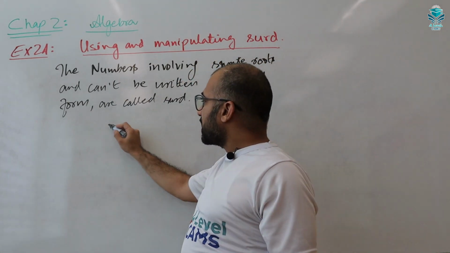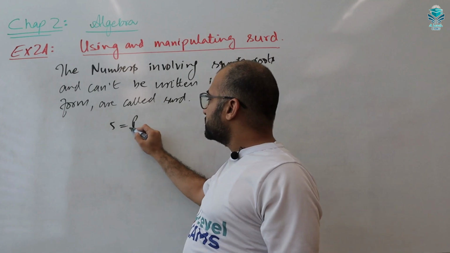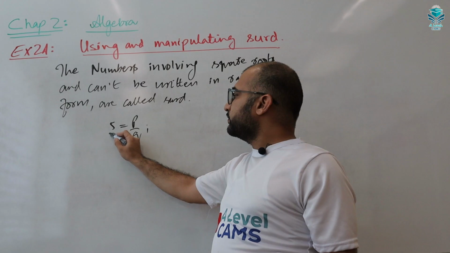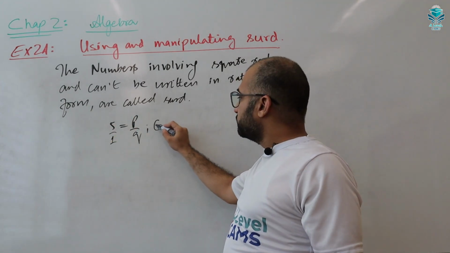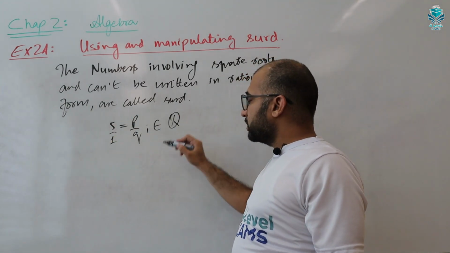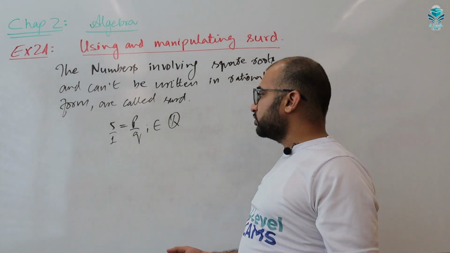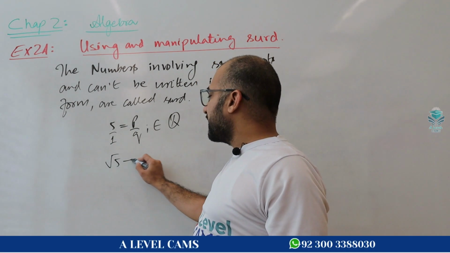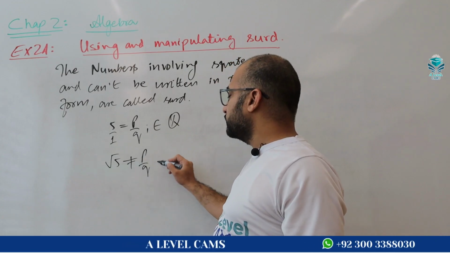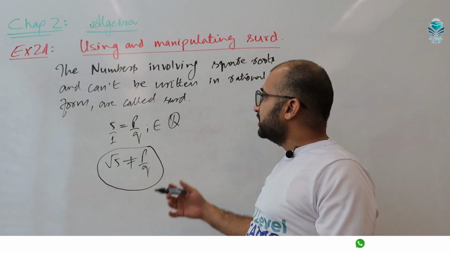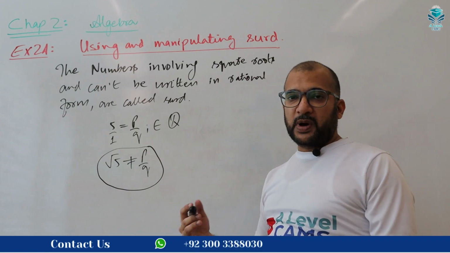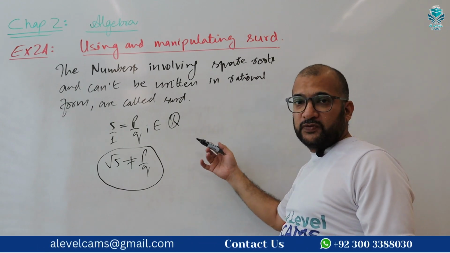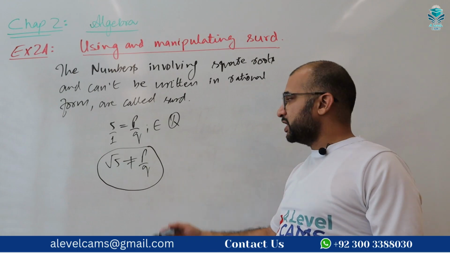Let's say I have a number 5. I can write it as p by q, where q is 1 and p is the number, so it belongs to the rational numbers. The number which cannot be written in the form of p by q, such as square root 5, is an irrational number. A surd is a root of a number such that we cannot write it in the form of p by q, in the form of a rational number.